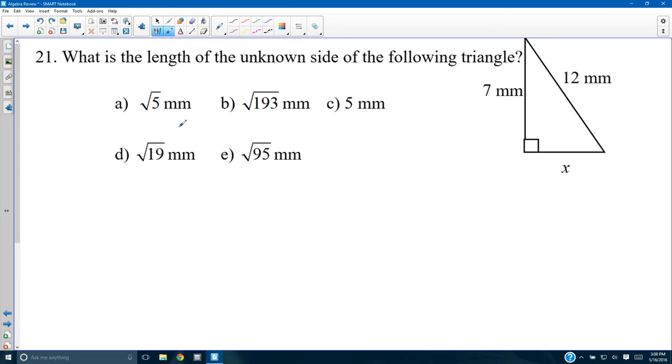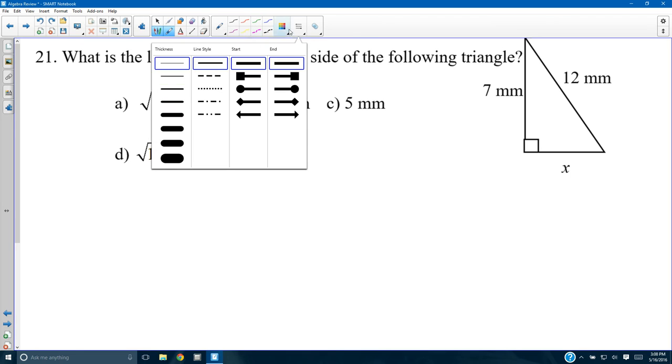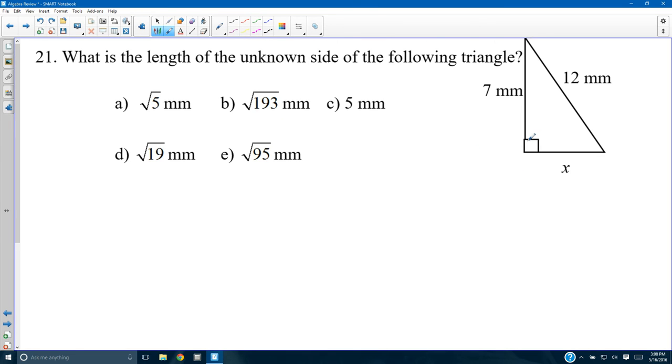Number 21, what is the length of the unknown side of the following triangle? You can't measure it. It's not necessarily drawn to scale. You can make note of this right angle symbol, which means this is a right triangle. And in a right triangle, there's a special relationship between two legs and their hypotenuse, where if I square this number and add them together, that will equal the square of this number here.